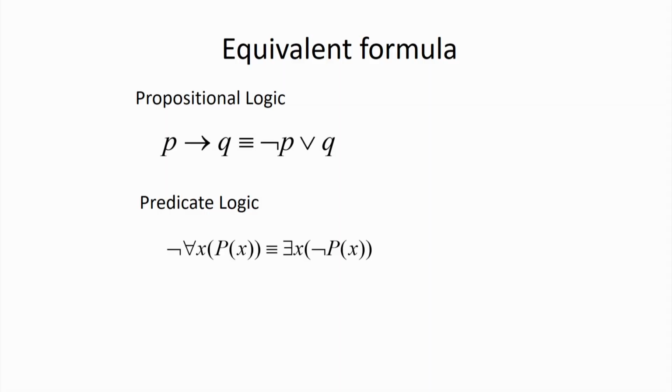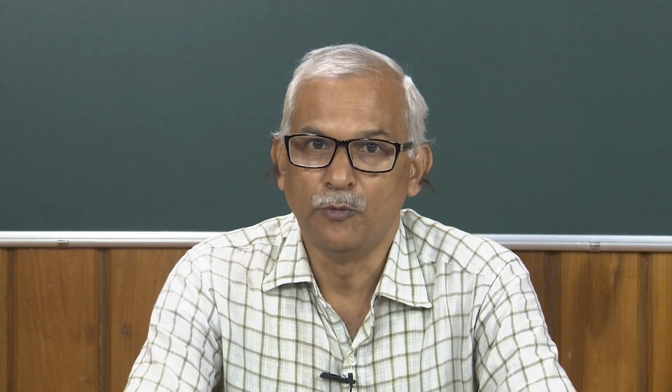That means, if the truth value of if P then Q, or P implies Q, is true, then the truth value of not P or Q is also true. If the truth value of P implies Q is false, then the truth value of not P or Q is also false. So, the truth values are the same in all possible truth values of their components P and Q. That is why we said these are equivalent formulas.